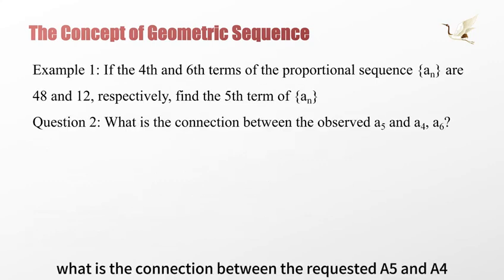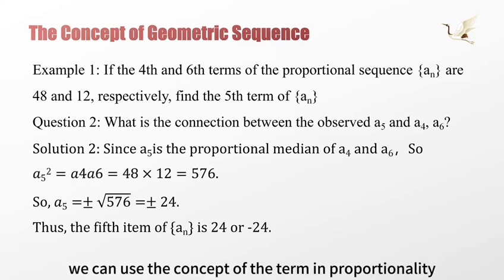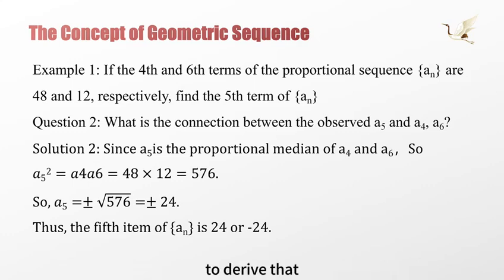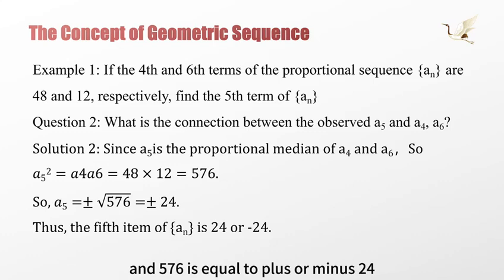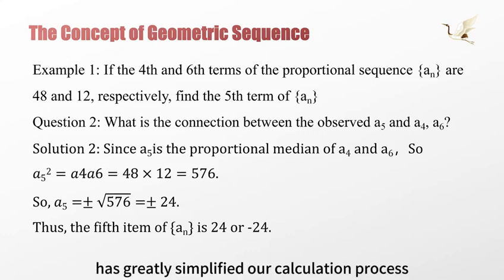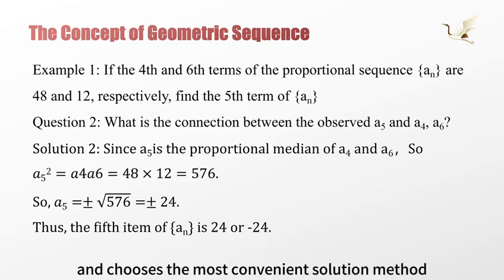Let's observe again, what is the connection between the requested a_5 and a_4, a_6? Yes, a_5 is the geometric mean of a_4 and a_6. So we can use the concept of the geometric mean to derive that the square of a_5 is equal to a_4 multiplied by a_6, which equals 576. Therefore, a_5 is equal to plus or minus the square root of 576, which is plus or minus 24. We clearly feel that the concept of the geometric mean has greatly simplified our calculation process. So when solving mathematical problems, we hope that everyone carefully observes the conditions of the problem, combines existing knowledge, and chooses the most convenient solution method.